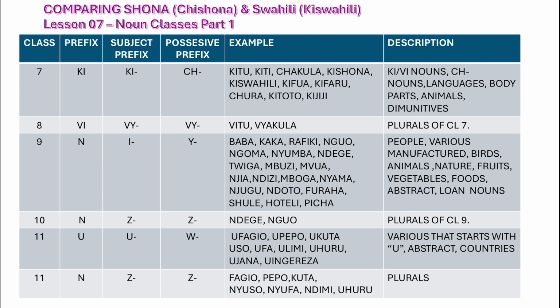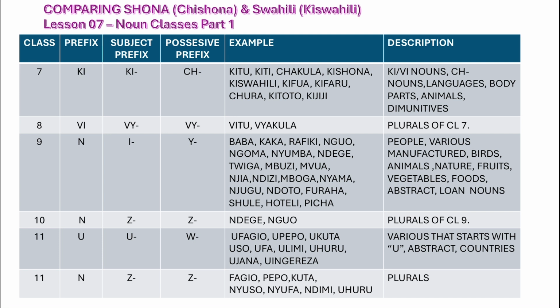Class 8 are the plural of class 7. For example, kitu is vitu. Kiti is viti. Chakula is vyakula.